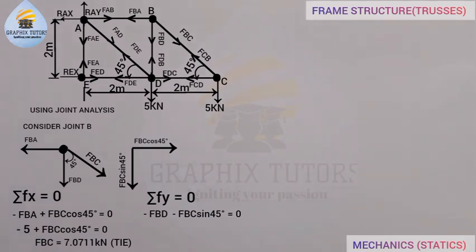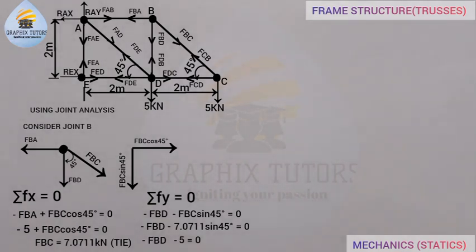So when we do that, we will now have minus FBD plus FBC, which is given as 7.0711, right? So we'll put that there, sin 45. So we have minus FBD minus 7.0711 sin 45 equals 0. Now we'll do that. So minus FBD minus 5 equals 0, right?